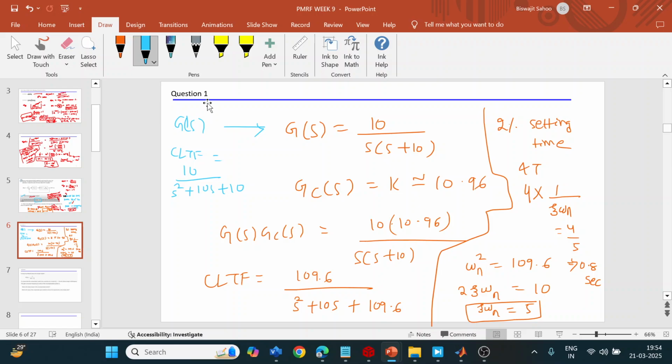That thing varies from question to question, but for this question you can verify that your settling time remains the same. Settling time does not depend on the magnitude of the compensator gain. To change the settling time, you need to add a pole or zero into your compensator. Okay, let me quickly go to the next question.